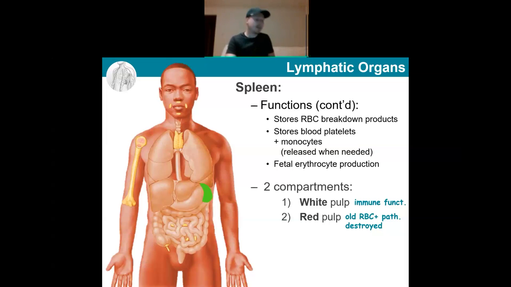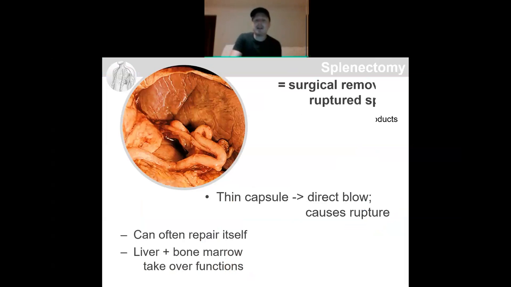Well, let's move on in the interest of time and have a look at what happens if we need to remove a spleen. That can sometimes happen because we have such a thin capsule around the spleen that any direct blow or any sort of other physical impact can cause it to rupture. In the past, we removed spleens quite easily, and the liver and bone marrow can take over much of its functions. However, if you have a younger patient, you normally don't remove their spleen, even if it's damaged, because even just a little bit of spleen can regenerate and regrow that organ.